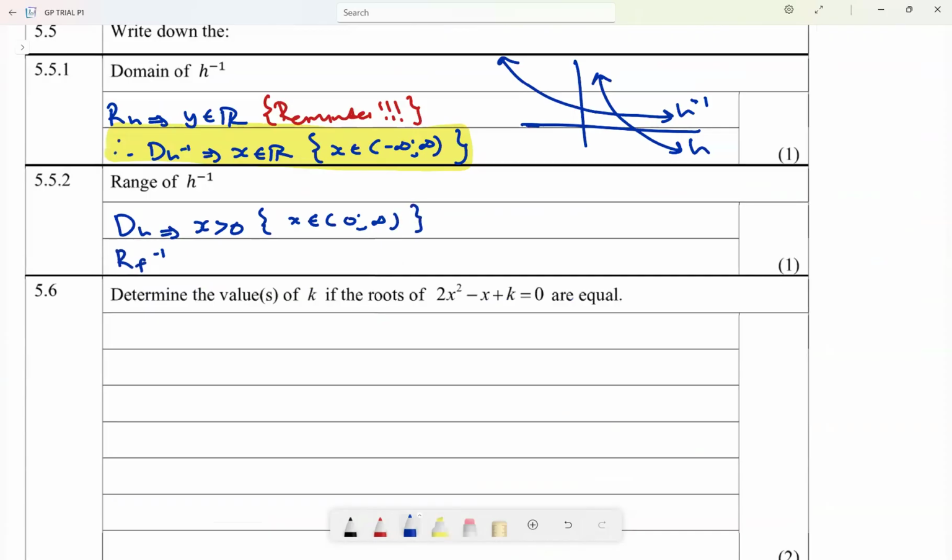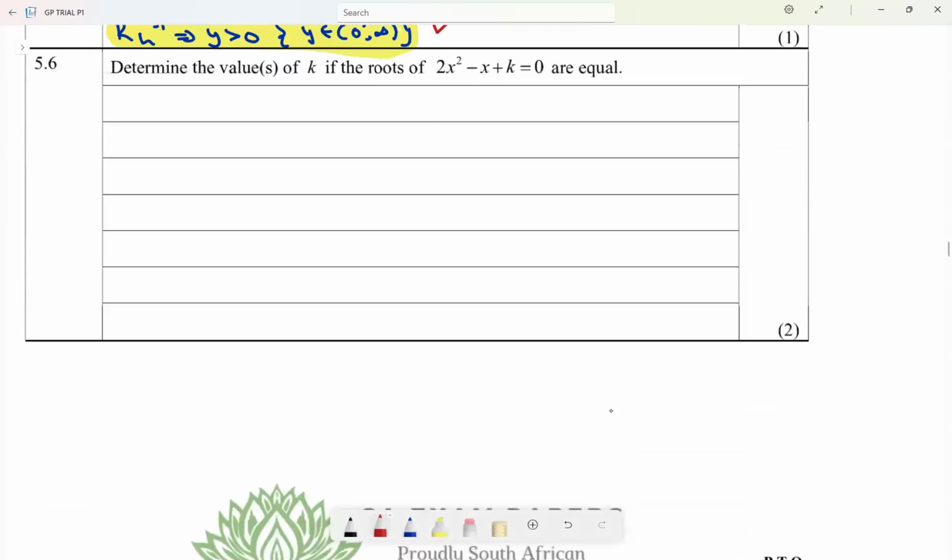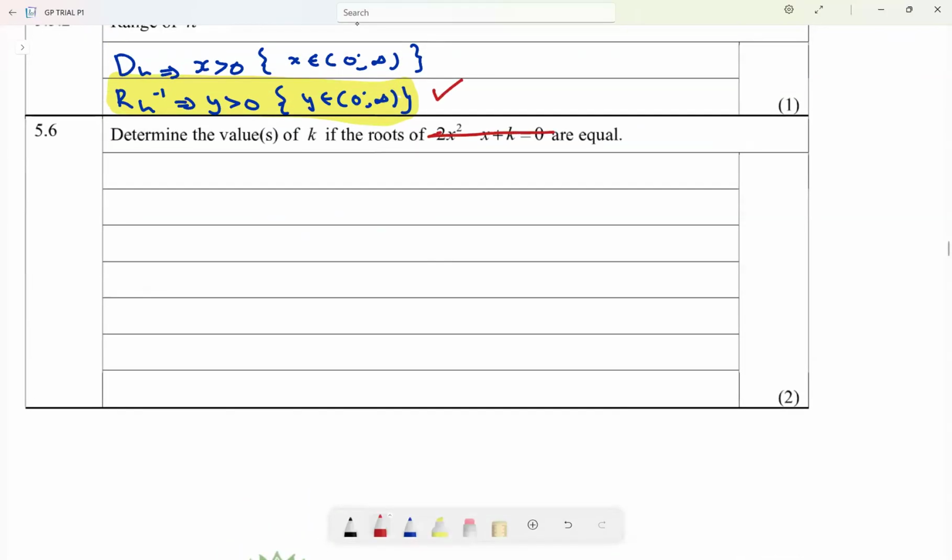But remember, the question is about the range. The range of the inverse is going to now be y. We just change to y. It's greater than 0. Or someone might say y is an element from 0 to infinity. Your answer is this one, by the way. All right. So these are your answers.